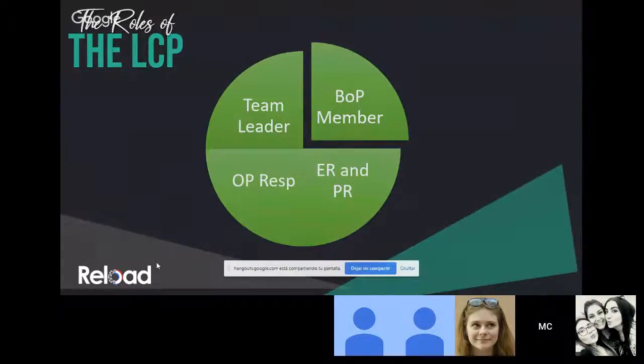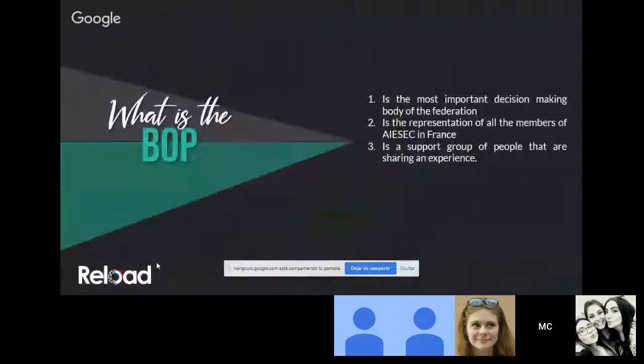So, what is the BoP? Just to put it in a really concrete way, the first one is that it is the most important decision-making body of the federation. Literally, in this body, the people take the most important decisions for the federation. So we will talk a little more about that later, but literally you can decide whatever you want with the federation. Whatever you want to do, you can propose it and you can pass it, you can choose to do it and you can do it.